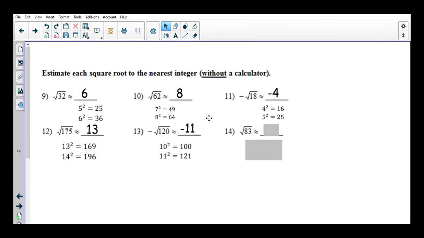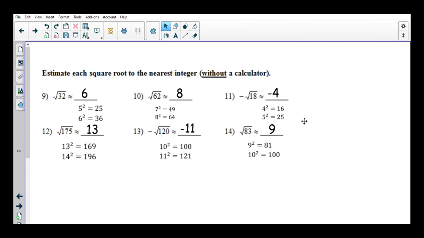And then finally, number 14, the square root of 83. 83 is not a perfect square, however, 81 is. So 9 squared is 81, 10 squared is 100. What this means for us is that we can approximate this square root to be about 81. Or sorry, about 9, not 81. We want to take that base instead of the perfect square.